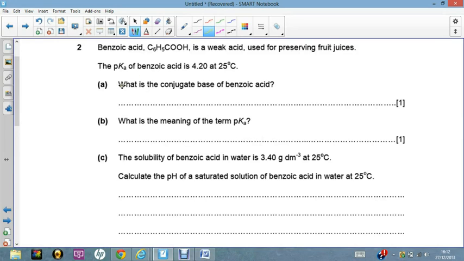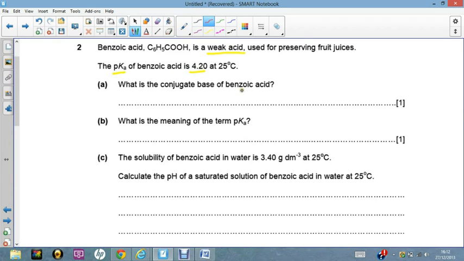Christmas mock, question 2. This is an acids question, and it's asking us about benzoic acid. Things to note, it's a weak acid. I've also got a pKa there, which means that eventually I'm going to have to convert that into a Ka value.